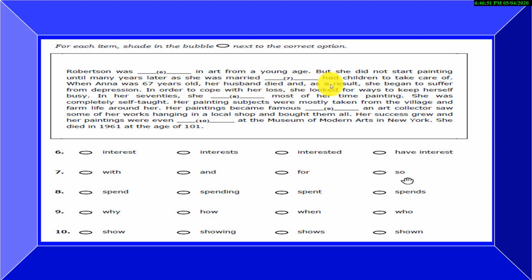And as a result, as a consequence, result or consequence, as a result, she began to suffer from depression. Okay? In order to cope with her loss, she looked for ways to keep herself busy. I'll explain the other things later. In her 70s, she dashed most of her time painting.